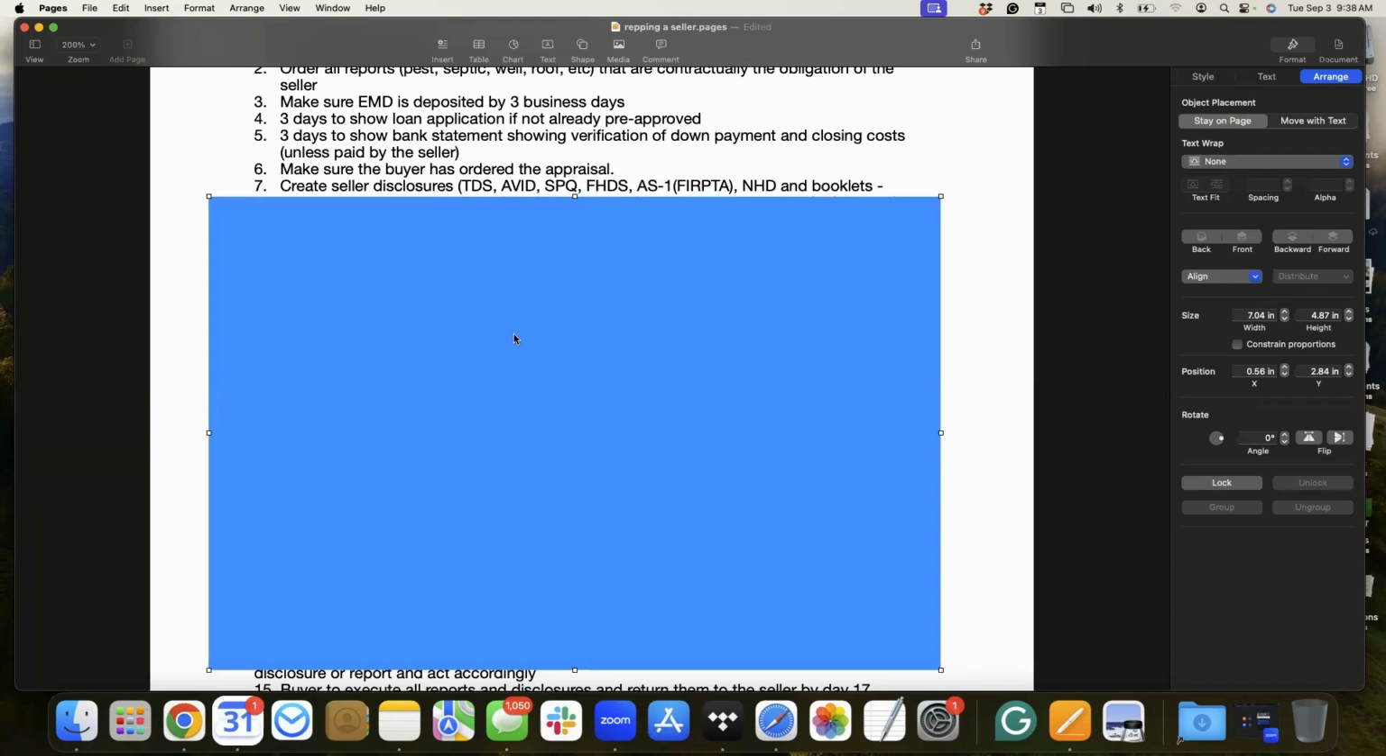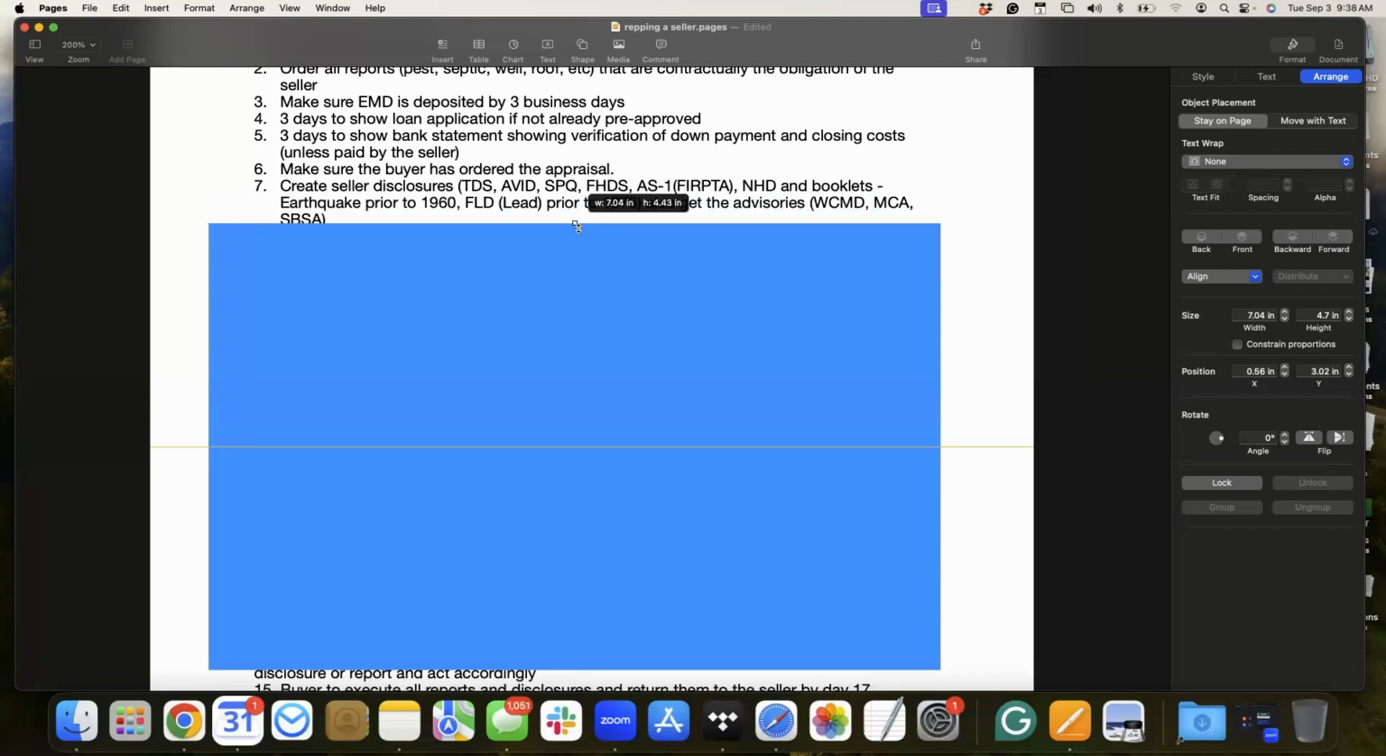Okay, this can be done before you get under contract, right? When you take a listing, your seller can start working on all their disclosures. It keeps you a little ahead of the curve. But sometimes we're a little busy, and sometimes we wait until we get the property under contract. But we need to get our disclosures put together. So let's see, is this up to date? Does this look like it's everything that we need?